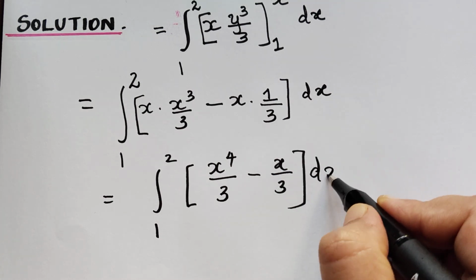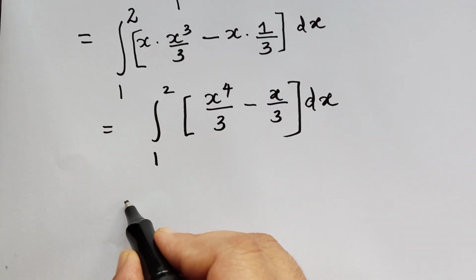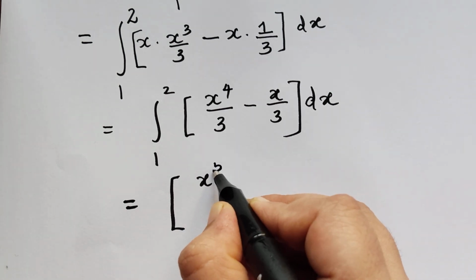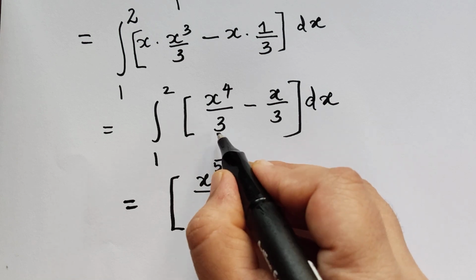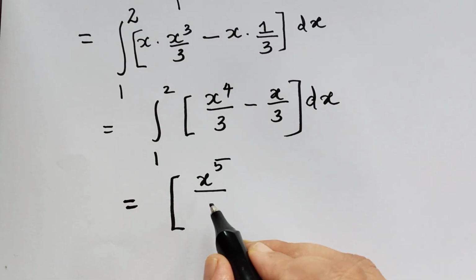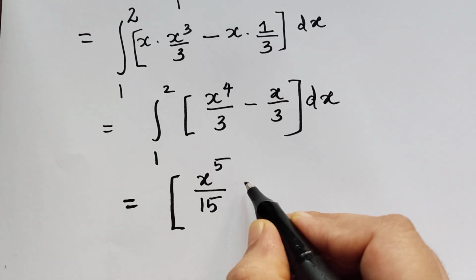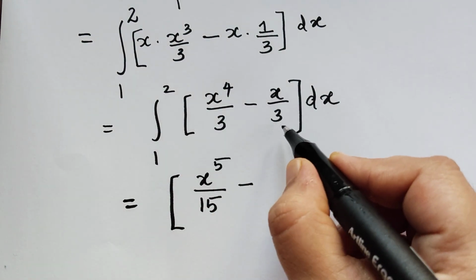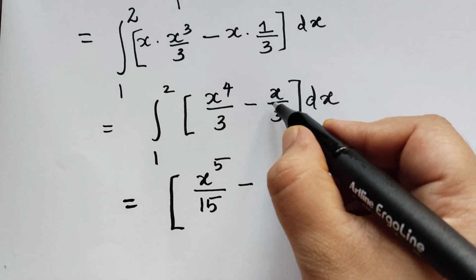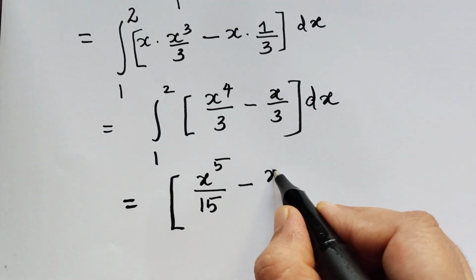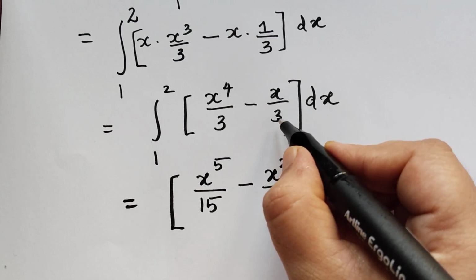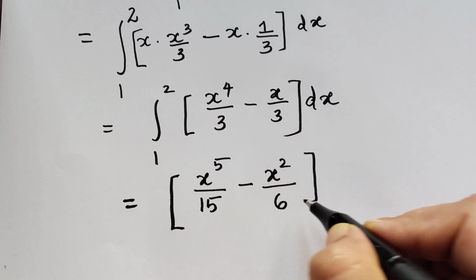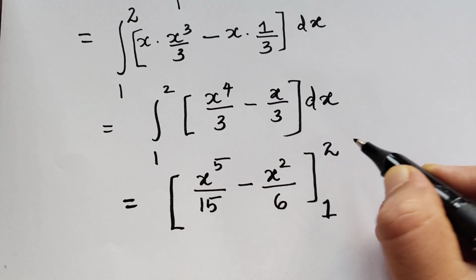Now we have to integrate with respect to x. What is the integral of x power 4? It is x to the power 5 divided by 5. But already you have a 3 over here, so 3 will be multiplied with 5 and you will get 15. Minus, here you have x by 3. On integration, the integral of x becomes x square by 2. But you have a 3 over here, so 3 will be multiplied with 2 and you will get 6. And this is between the limits 1 and 2.